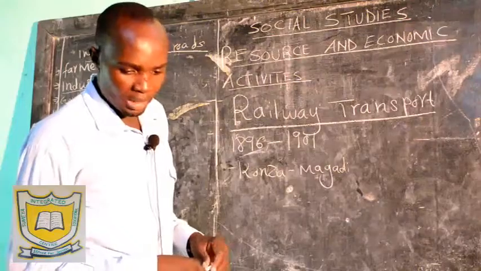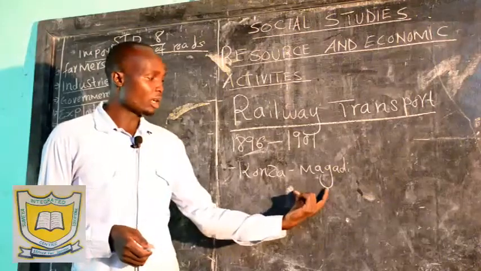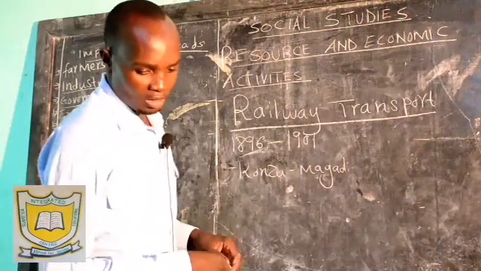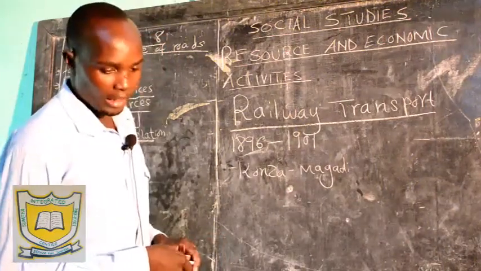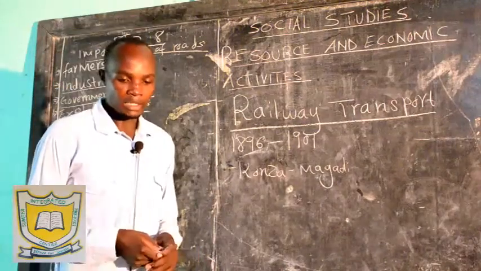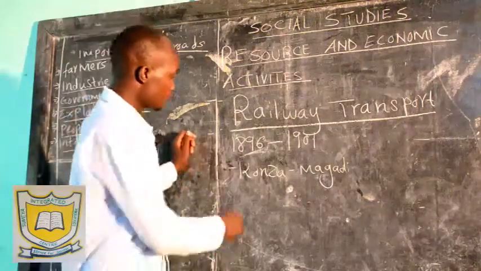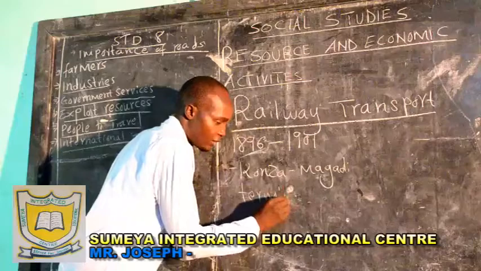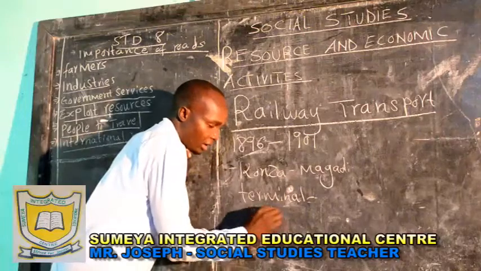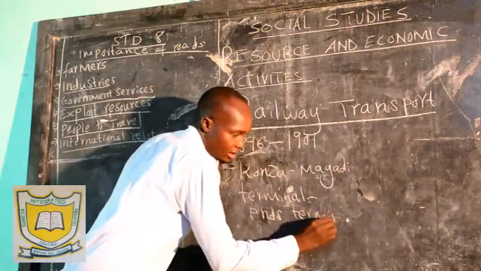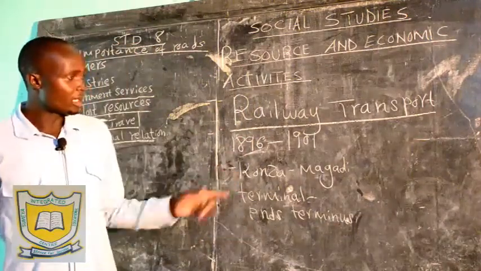Then we have also Nairobi to Nanyuki through Murang'a and Nyeri. Then we have another one called Nakuru to Bungoma through Eldoret. We have also Rongai, then Solai. Those are some of the branches. Then the area where the railway starts from is called a terminal. Terminal is where the railway starts from. Then where the railway ends is called a terminus. Terminus is where the railway ends. So that is about the railway.